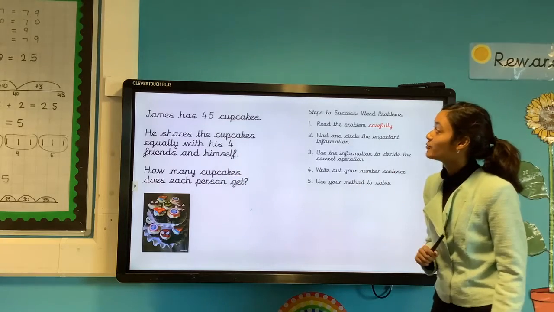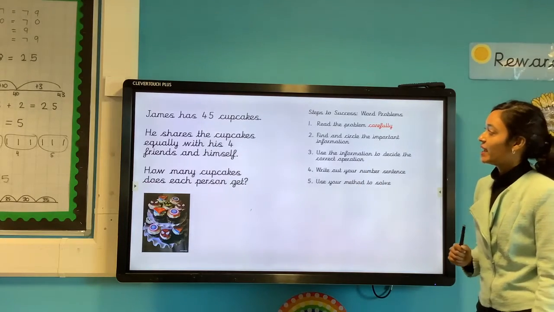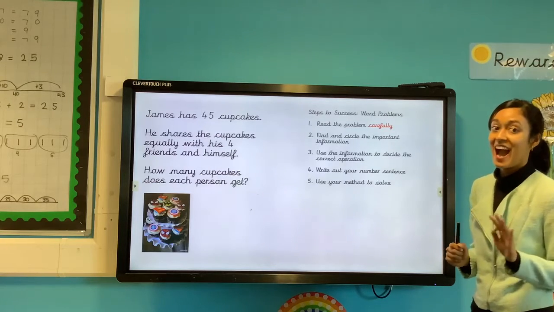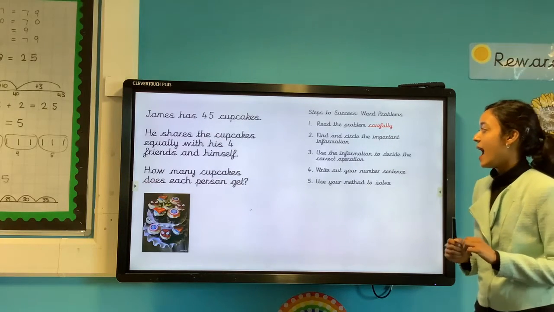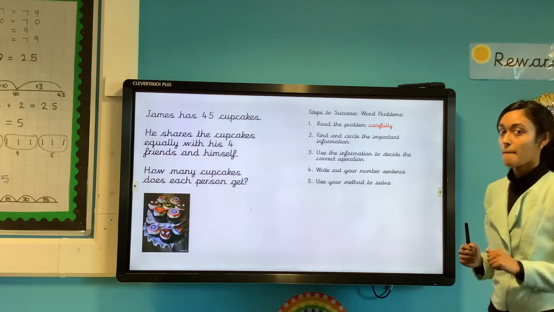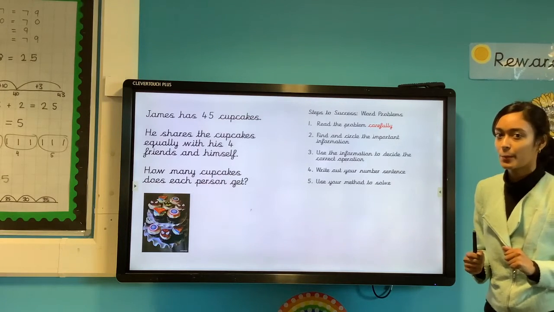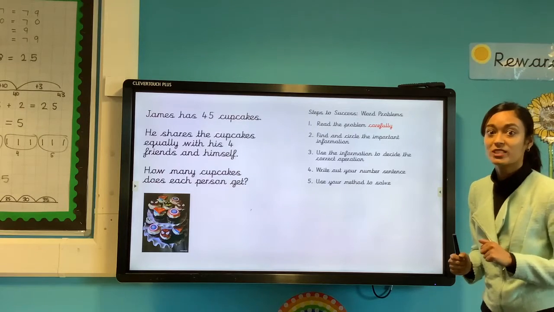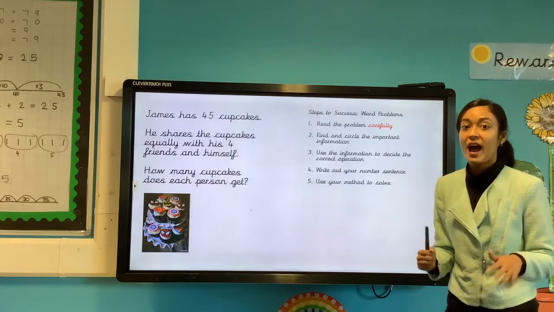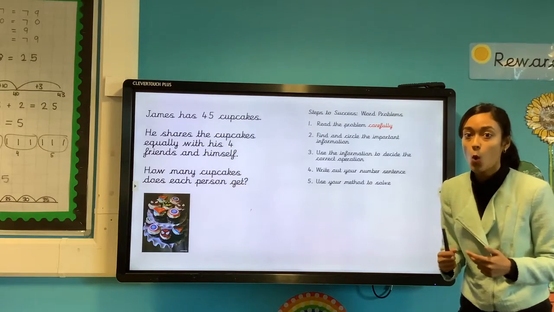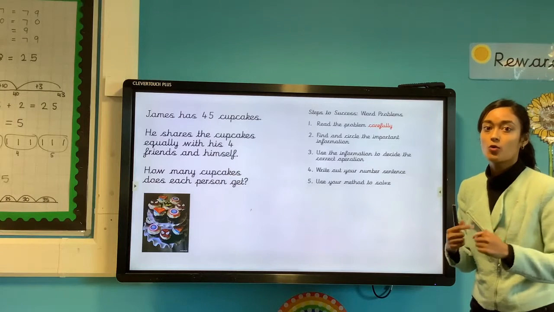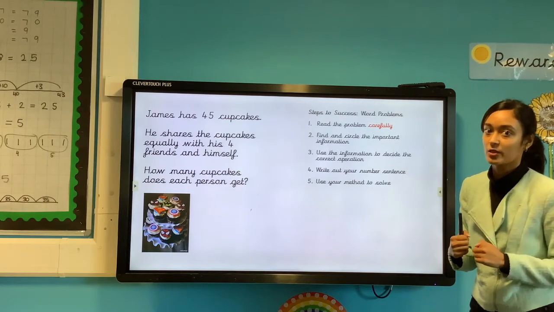So James has 45 cupcakes. He shares the cupcakes equally with his 4 friends and himself. How many cupcakes does each person get? Okay, so what was step 2 again? Find and circle the important information, well done. So having a look, what numbers and words are really important and that we're going to circle to help us solve our hidden number sentence or find our hidden number sentence.